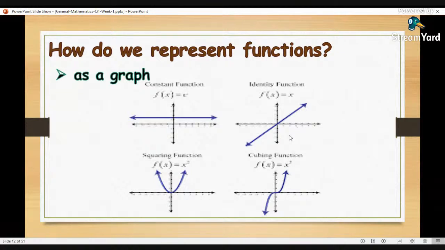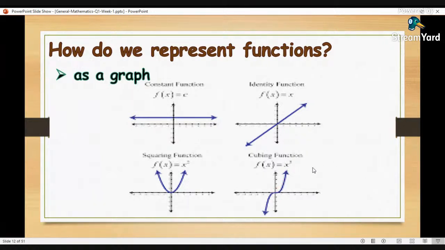Next is the identity function. When we speak of the identity function, f of x is equal to x. So if x is equal to 1, then y is equal to 1. If x is equal to 2, then f of x is equal to 2. So this one is your identity function. The other one is the squaring function or the quadratic function. This will be the graph. And for the cubic function, this will be the graph.